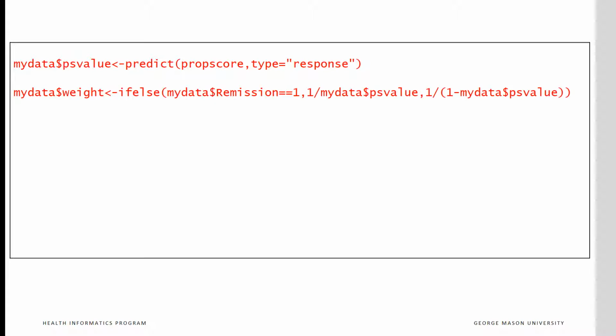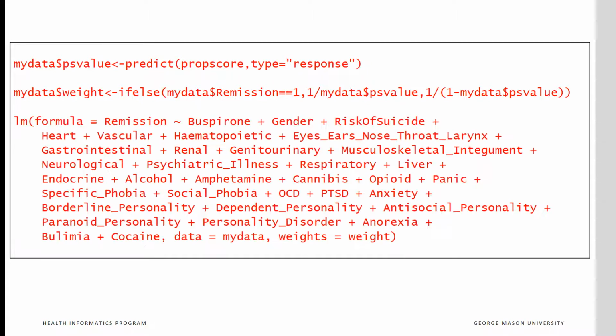In the second step, the weights are calculated. The if-else command is used to assign separate weights for patients who took Buspirone, those are treated cases, and those who did not, untreated controls. In the last step, a weighted regression of remission rates on various baseline predictors and participation in treatment is carried out.